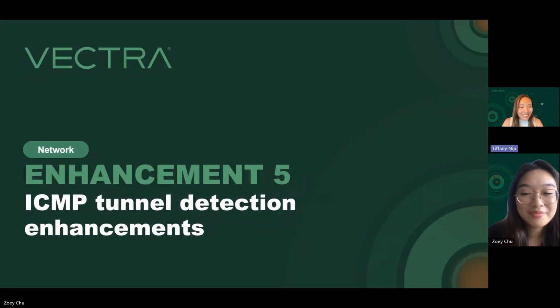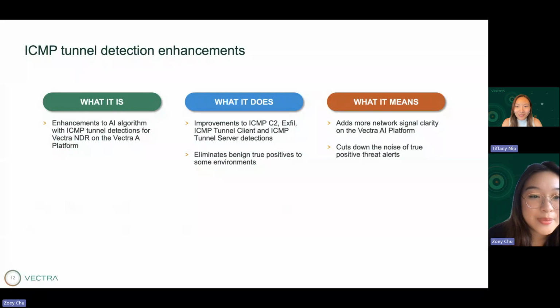That's nice. Yeah. And the next one, ICMP tunnel detection enhancements. What is it about? Absolutely. These are enhancements to our AI algorithm in the back end for ICMP tunnel detections for our network detection and response product. Just improvements to ICMP C2, exfil, ICMP tunnel client, and tunnel server detections, adding it into the overall algorithm to give it more context, to make it smarter.